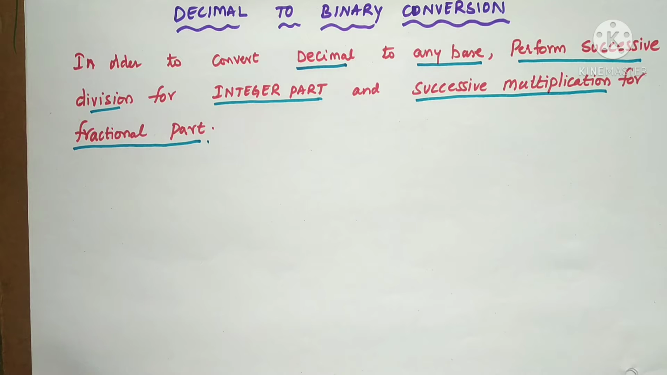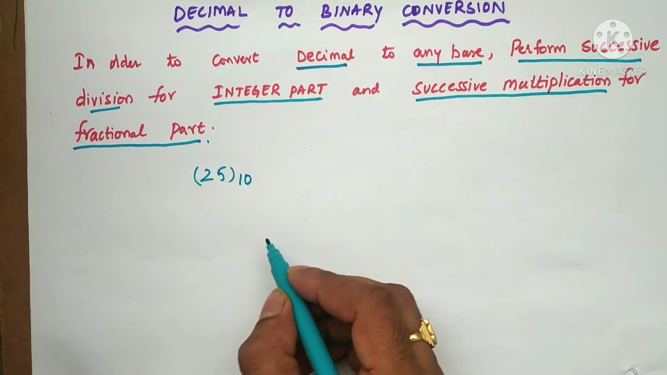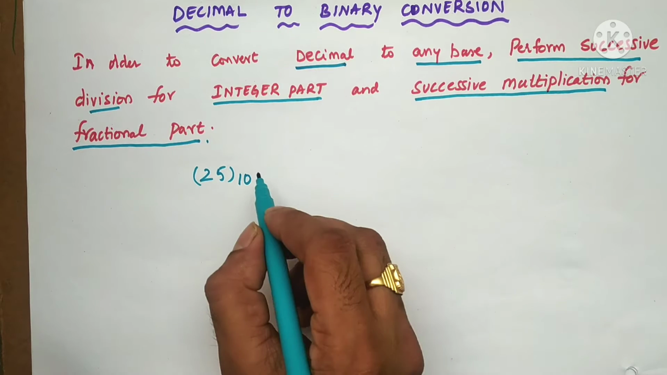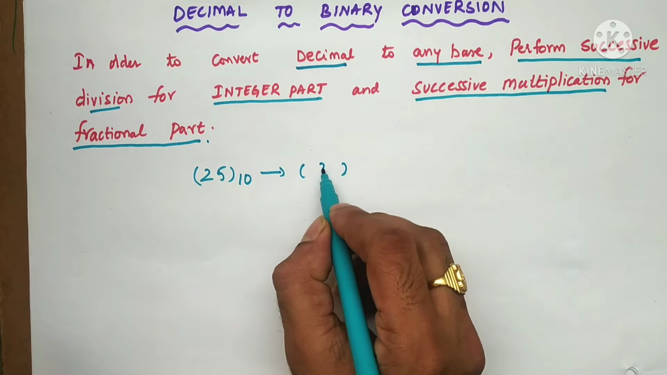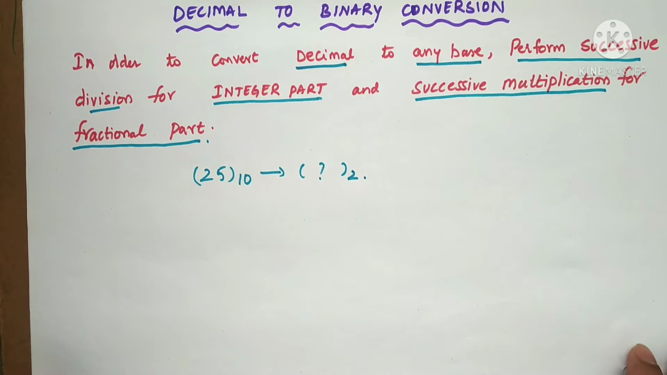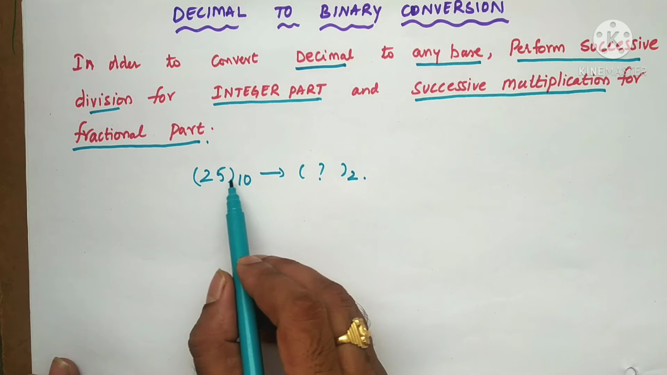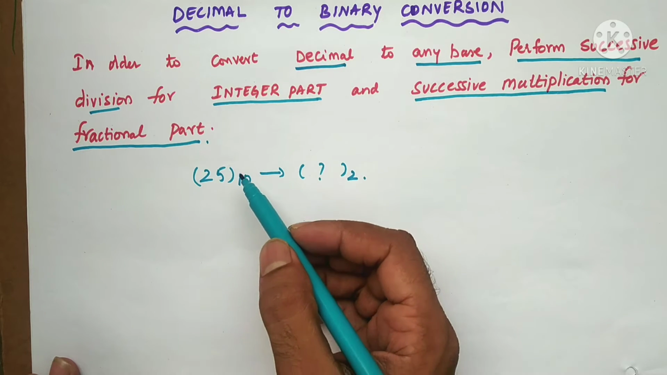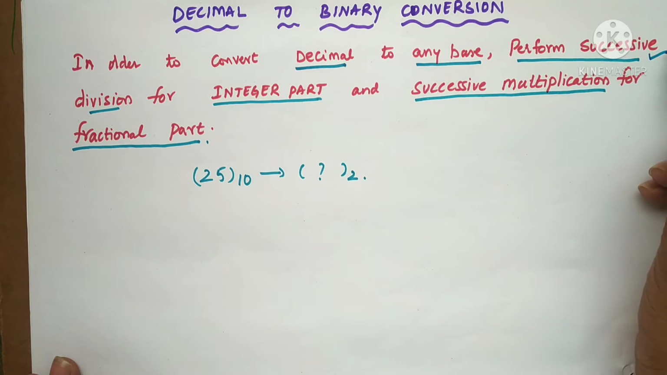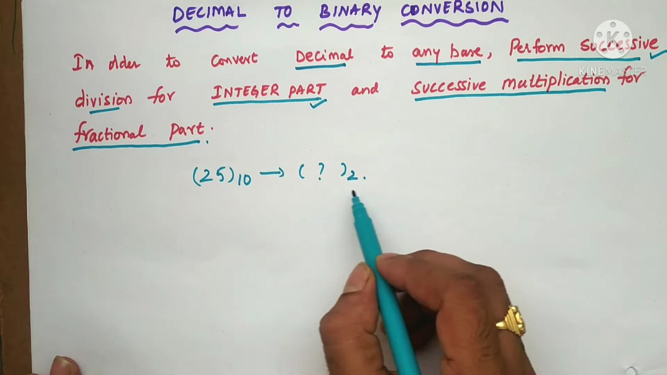For example, let us take the number 25. This is a decimal number system. We have to convert this decimal number system into a binary number system, to the base 2. Here there is only an integer part. There is no fractional part here. So we have to perform successive division for the integer part with the base in which we want to convert it. We have to convert 25 into base 2.